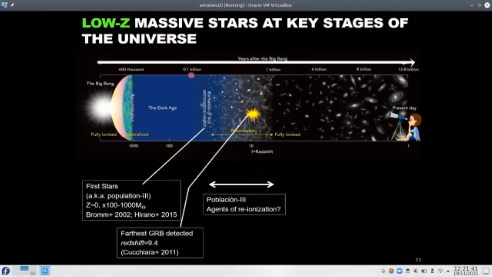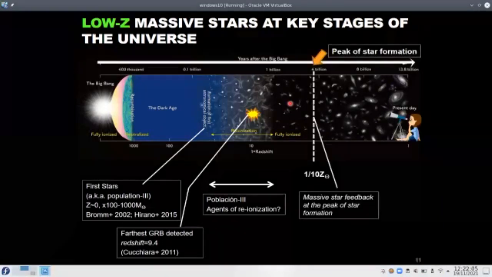Also, we are registering very energetic events called gamma-ray bursts, which are associated to the death of massive stars, if you remember. And they are so energetic that we can register them from very early epochs of the universe. So if we can establish a firm link between massive stars and gamma-ray bursts, we can use these events to characterize how was star formation in this past period.